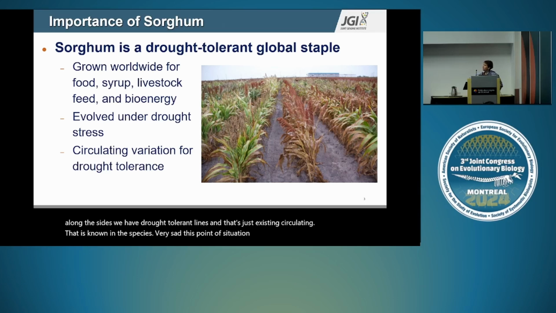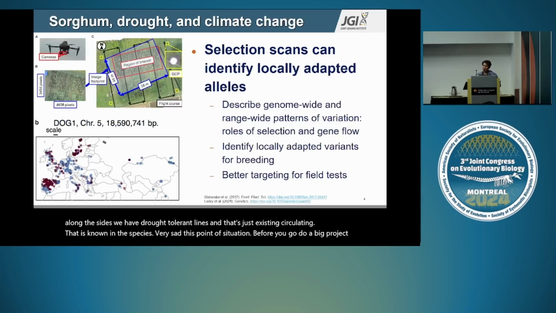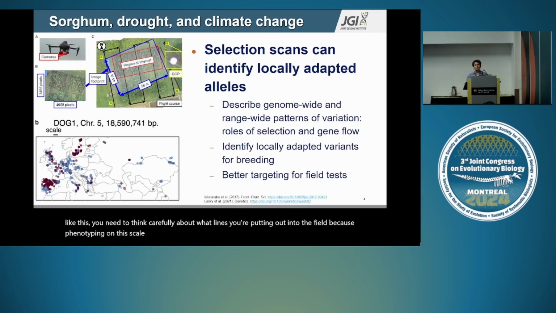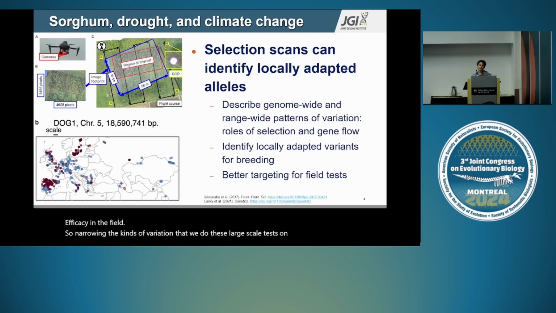Before you do a big project like this, you need to think carefully about what lines you're putting out into the field, because phenotyping on this scale is extremely demanding. Agriculturally relevant experiments have thousands, tens of thousands, sometimes hundreds of thousands of plants in them. They're often phenotyped with drones. It's very hard to translate work in the lab to actual efficacy in the field. So narrowing the kinds of variation that we do these large-scale tests on can improve our odds of success.